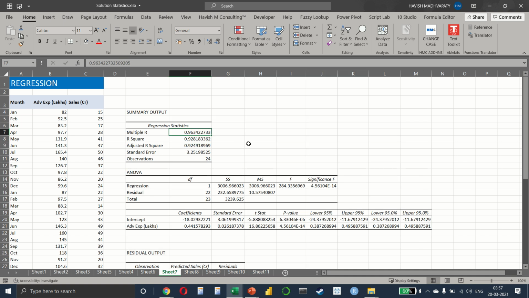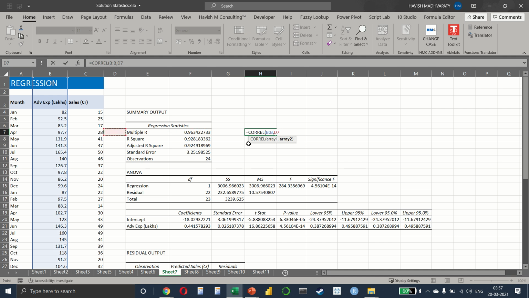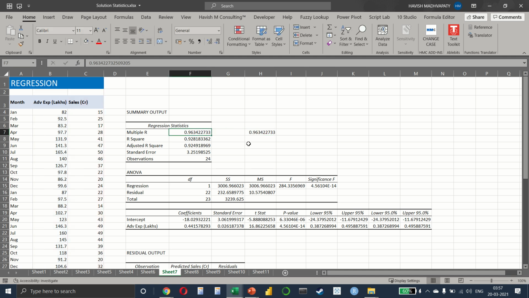Multiple R is nothing but correlation. As you can see, 0.9634, nothing but the correlation. Remember, I told you that when regression is calculated, correlation is calculated by default. We have the R square, which is a very important number, and the R square is typically read as a percentage, and the adjusted R square is also a percentage.